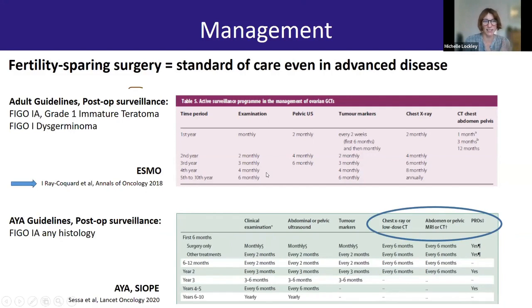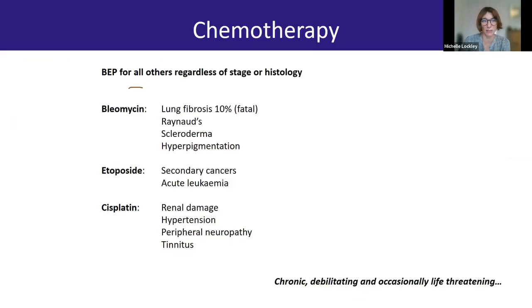These are the ESMO guidelines telling you how to manage germ cell tumours. And although here I've put things that definitely you can have post-operative surveillance, both sets of guidelines provide some details on what they consider to be borderline. So you have an option of surveillance or chemotherapy. But really across the board, both sets of guidelines beyond that suggest BEP chemotherapy, full stop for everyone.